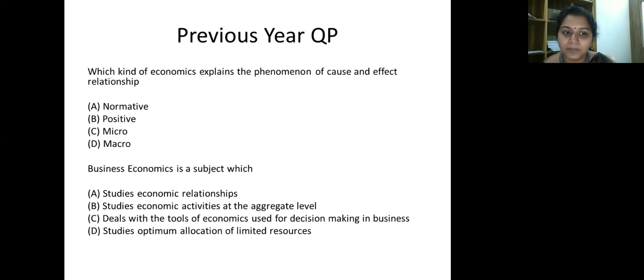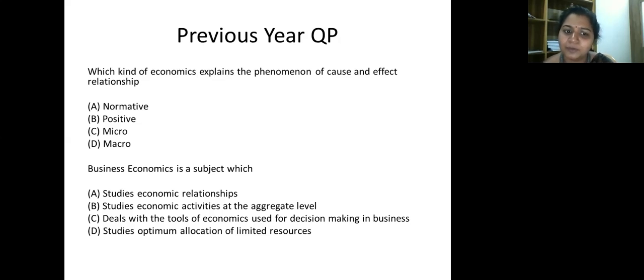What is the next question? Business economics is a subject which studies what? The options are: studies economic relationship, studies economic activities at the aggregate level, deals with the tools of economics used for decision making in business, studies optimum allocation of limited resources. Usually in the NET exam, the main problem is that all the answers look correct, so we never know the right answer. But one answer will exactly suit the question, and we have to identify that.